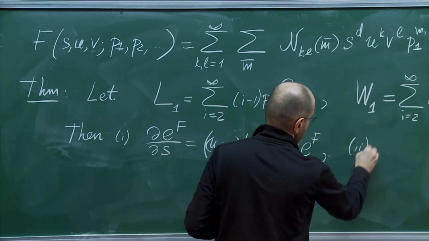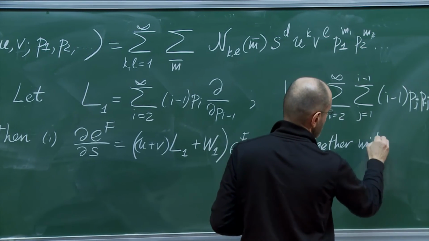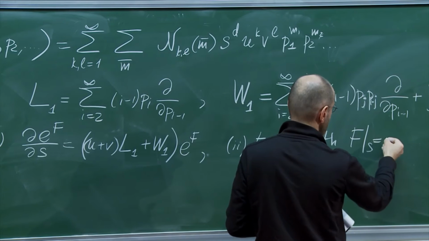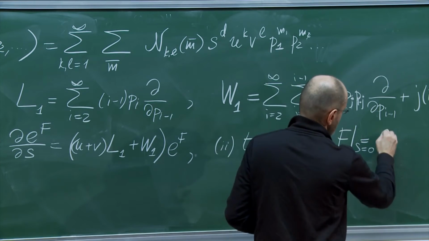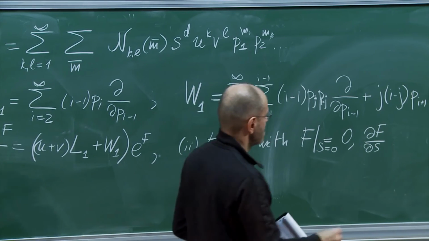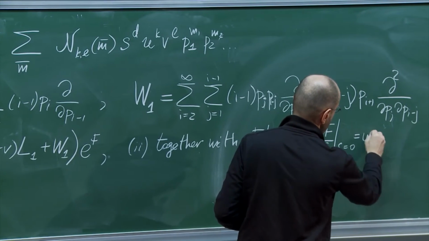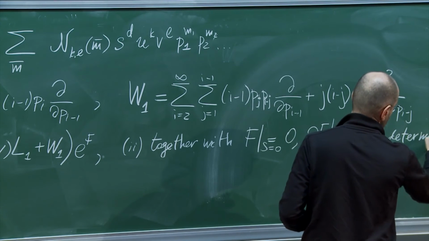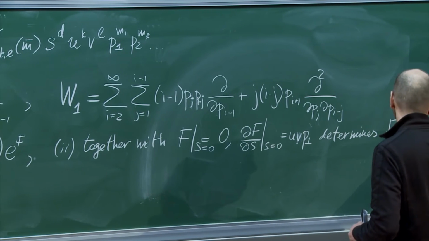The second statement is that together with the initial condition, that looks like this: at s equals 0 it is 0, and the first derivative of f with respect to s at s equals 0 is uvp1, determines this generating function f uniquely.